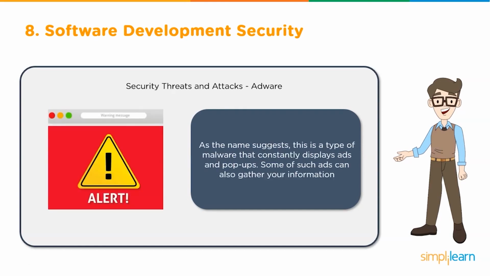Next up, we have adware. Adware is also known as advertising supported software. It is a type of malware that constantly displays ads and pop-ups. Some of such ads can also gather your information. At times, adware is not all that dangerous, but it is a hassle as it is a gateway to unwanted advertising on the screen, and it can also change the browser homepage. Adwares are known to display unwanted, annoying advertisements on your screens.